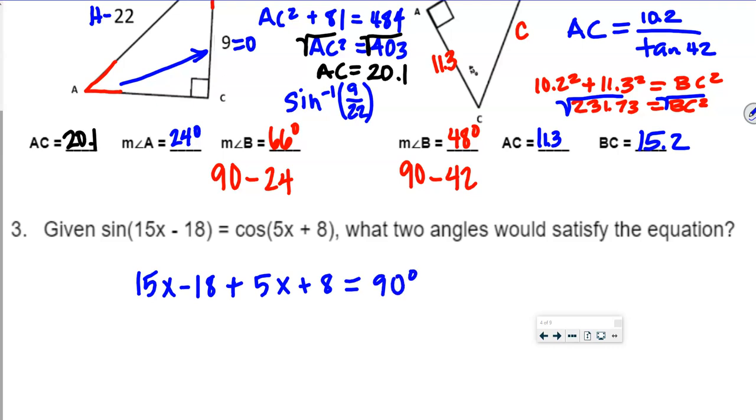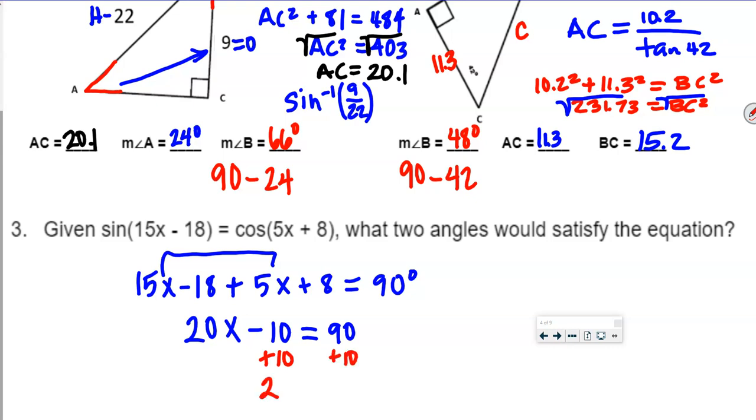So we're going to combine our like terms here. So this is going to be 20x. And then we're going to combine the negative 18 and the 8. So that's going to be negative 10 equals 90. So aren't we going to add 10 to both sides?